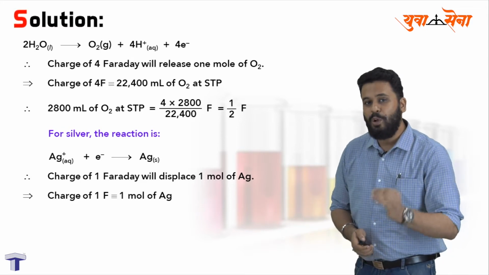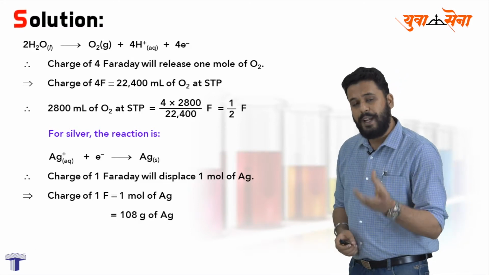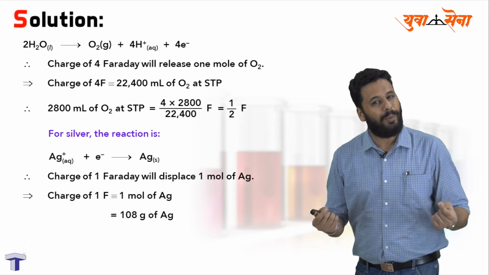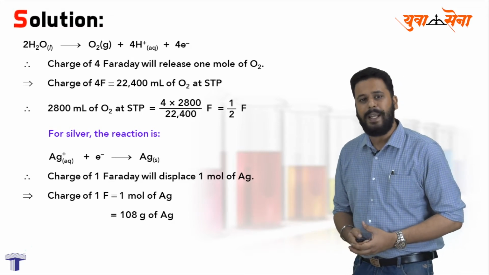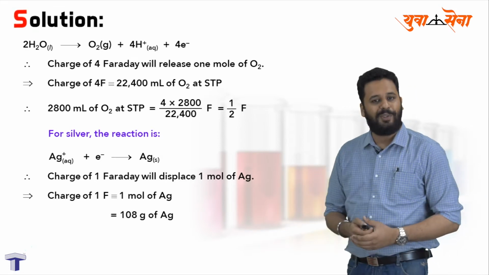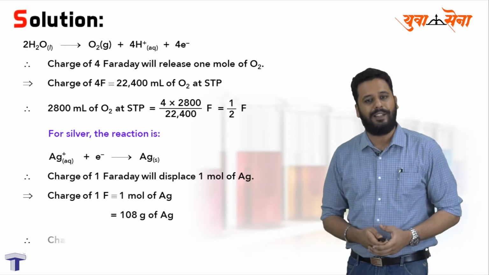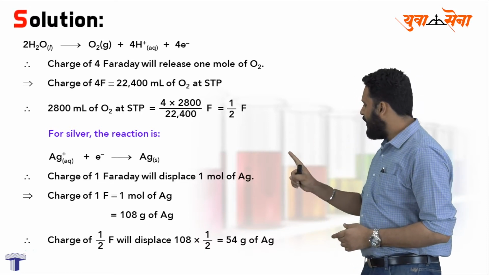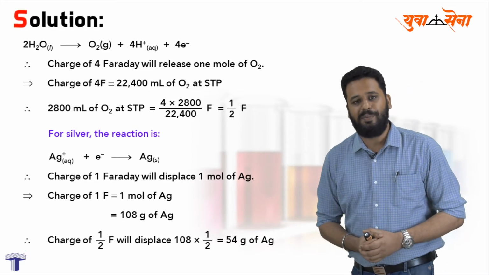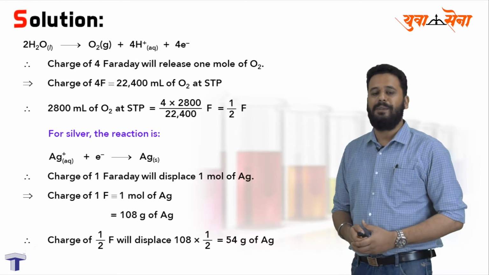Now we know that 1 mole of silver is 108 grams, okay, because its atomic weight is 108 grams, and this was given to us in the question. Even if it is not given to us, the atomic weight of silver is very simple to remember, it's 108. Okay, so 1 Faraday is displacing 108 grams of silver. How much charge did we pass? We passed half a Faraday of charge. So we can say that if 1 Faraday will displace 108 grams, then how many grams will half a Faraday displace? That will be 54 grams of silver, and that is exactly the answer which has been given to us.